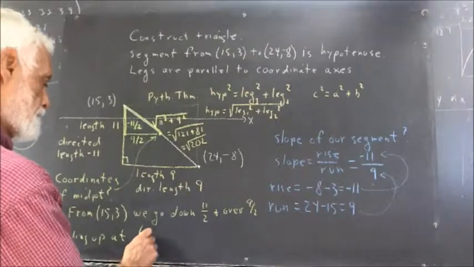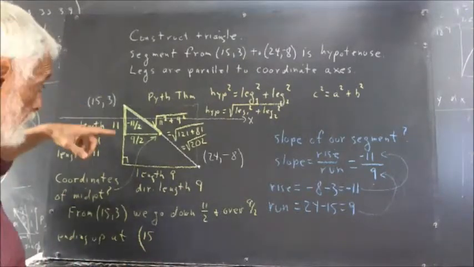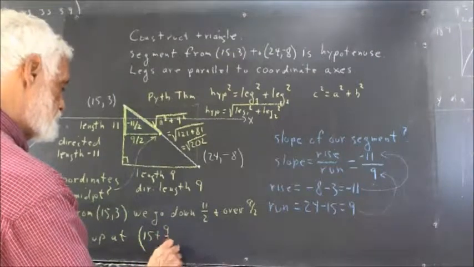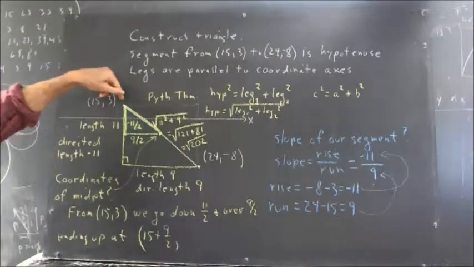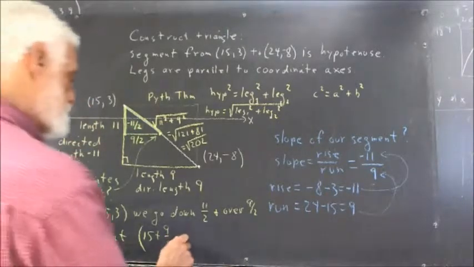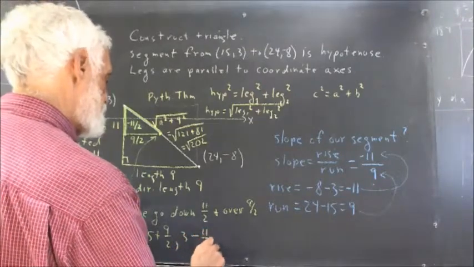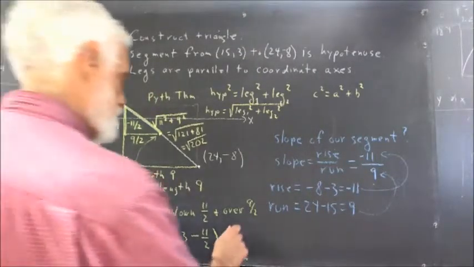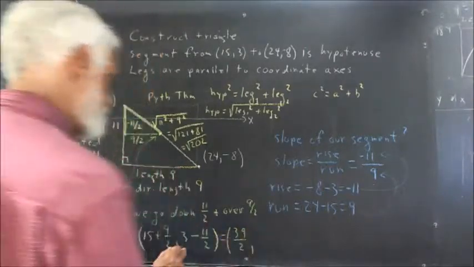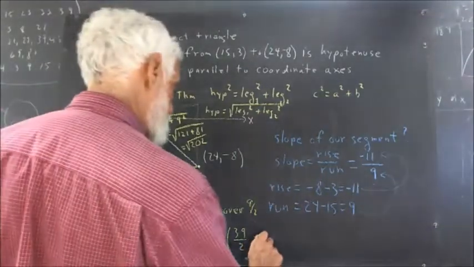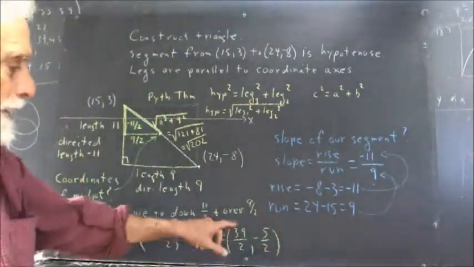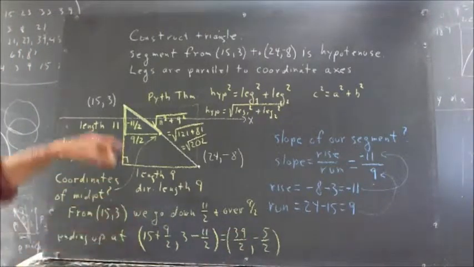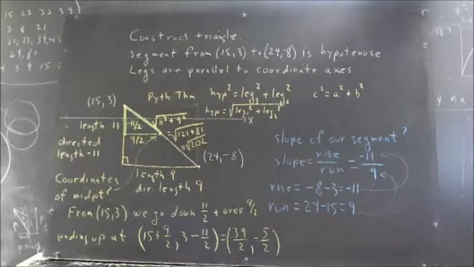Okay, well, we have the 15, which is the horizontal coordinate, so we're going to add 9 halves to that to get the horizontal coordinate of the midpoint. And we're at 3 here, and we go negative 11 halves from there. So we have 3 minus 11 halves. And that equals what? Well, 15 is 30 halves. Add 9 halves, you get 39 halves. And subtract 11 halves from 6 halves, you're going to end up at negative 5 halves. And that would be 19 and a half, which is halfway between 15 and 24, and negative 5 halves, which is negative 2 and a half, which is between 3 and negative 8.